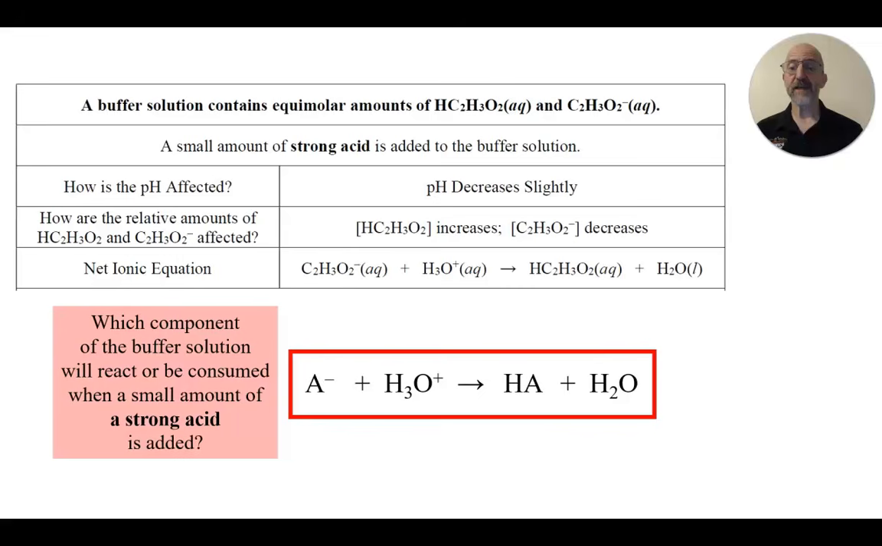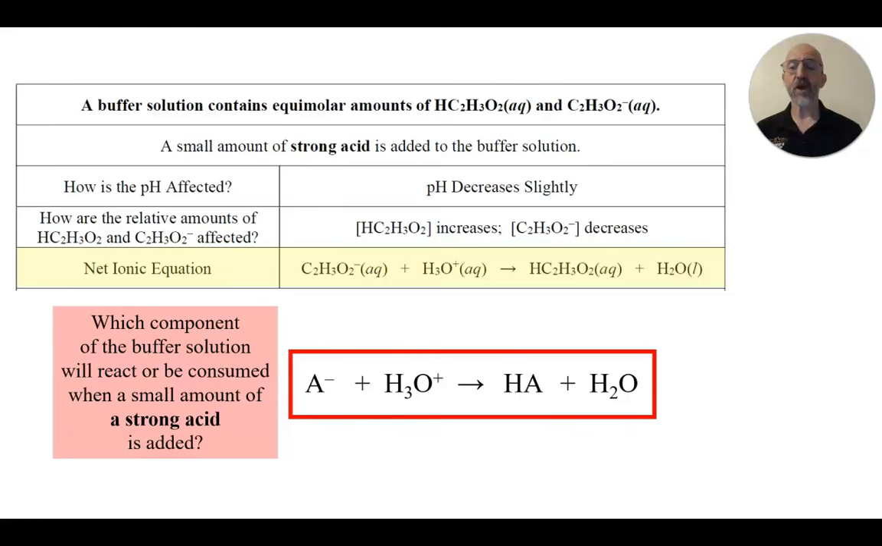And I'm going to summarize buffer solution and reaction. So here we have a buffer solution that contains equimolar amounts of a weak acid and its conjugate base. Suppose that a small amount of a strong acid is added to the buffer solution. The pH would decrease slightly, the concentration of the acid would increase a little bit, the concentration of the conjugate base would decrease a little bit, and there you can see the net ionic equation for what happens when a strong acid is added to the buffer solution.